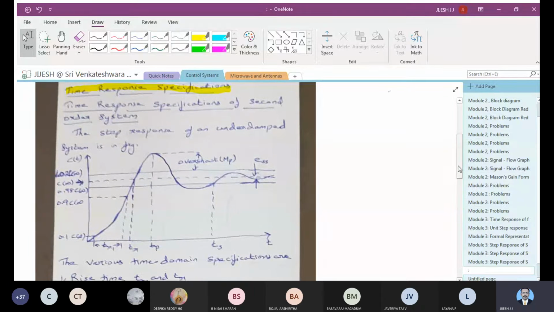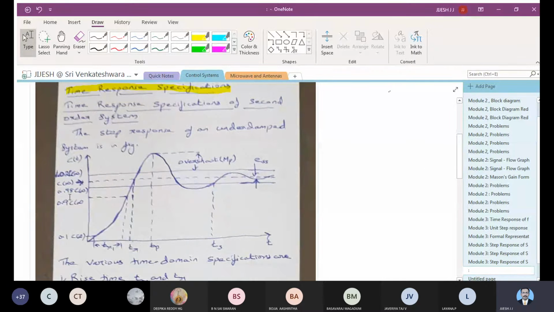The time response specification of second order system. We have to study each thing in detail: equation for rise time, settling time, overshoot, and all those things. We'll be discussing that one by one. First, we'll discuss the rise time. It is TR. Before that, you can just draw this figure. Draw this figure properly.